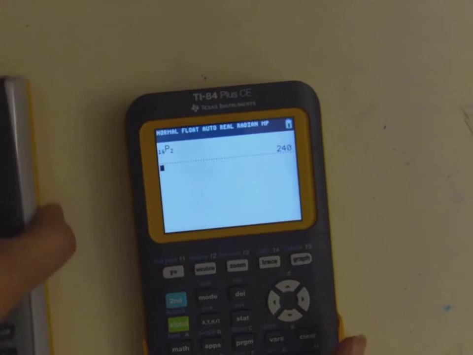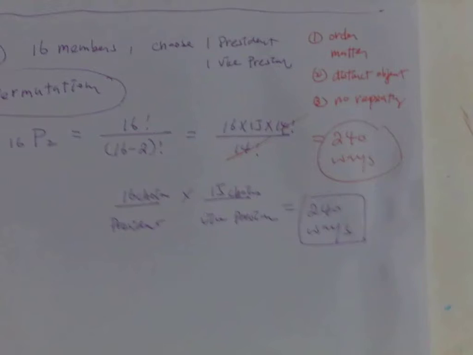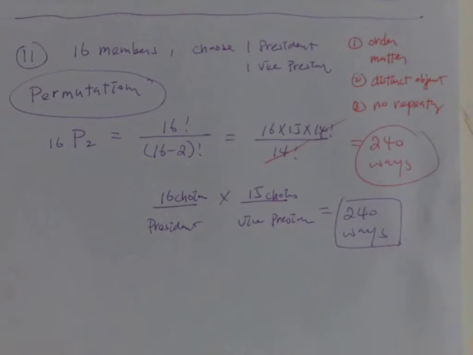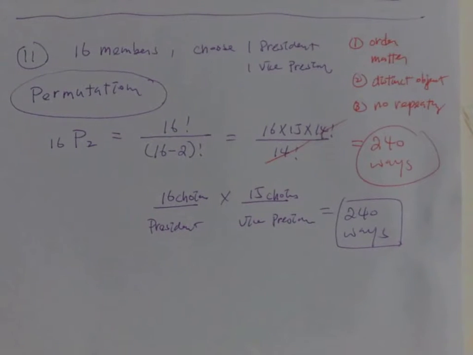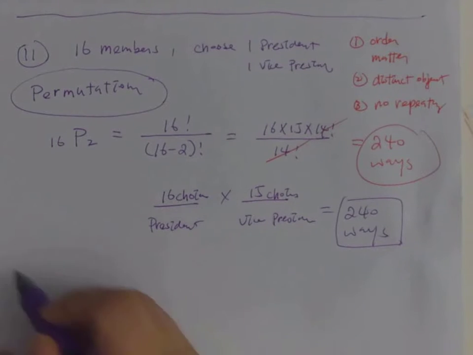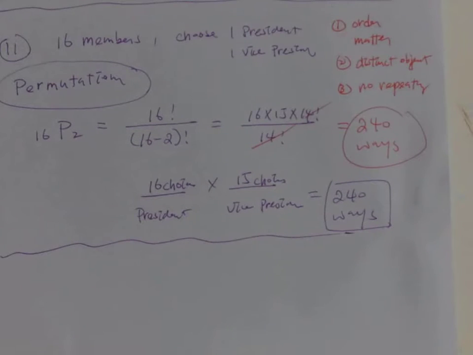So you can use it to check your answer, but we want you to be able to do that by hand, okay? That's not too difficult. We will give you the formula though. Alright, so that's permutation. Let's look at the next topic.